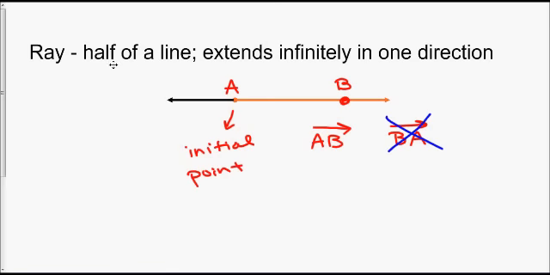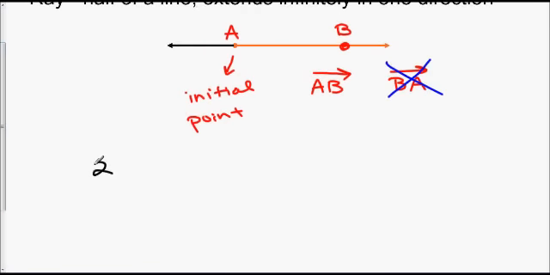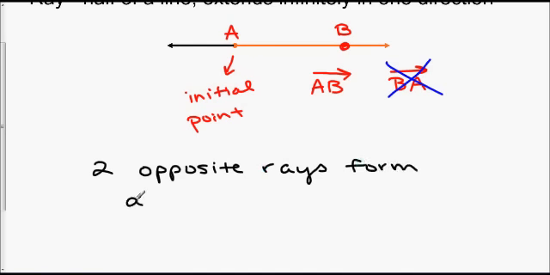Something interesting about rays, since a ray is half a line, two opposite rays form a line. And opposite rays have the same initial point.